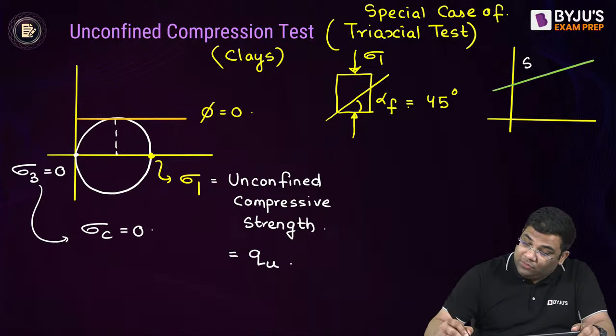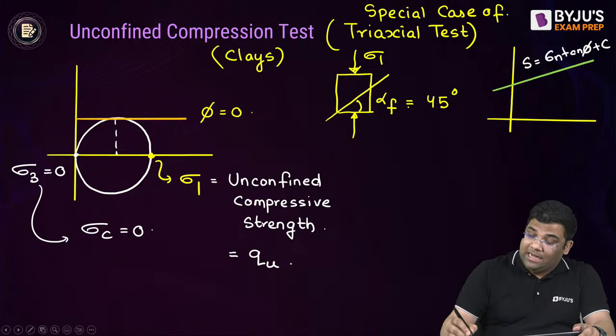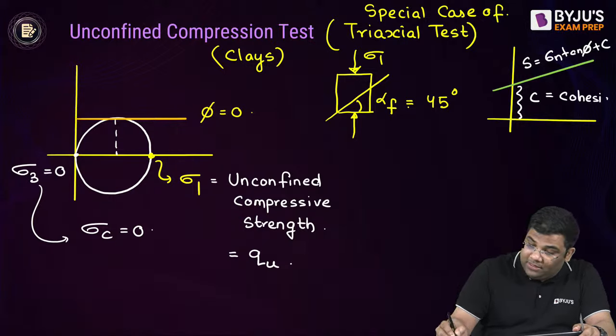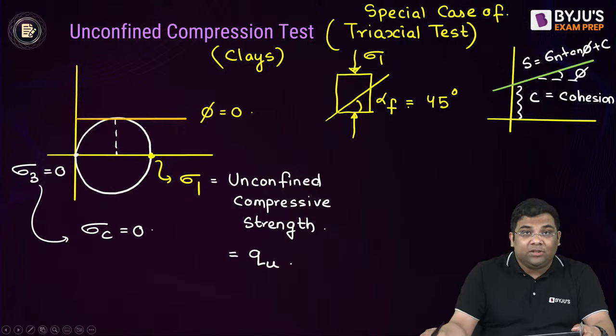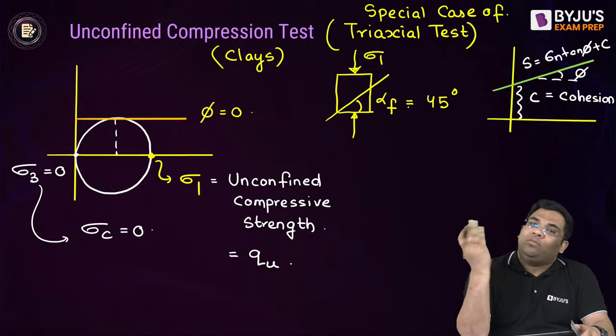How? S is equal to sigma n tan phi plus c. So this is the equation of what? A linear line. And this I can say is the intercept, and this is the cohesion, right? And this is the phi angle, and therefore tan phi gives the slope. But here you can see it's a flat line because phi is 0, so the slope is 0.